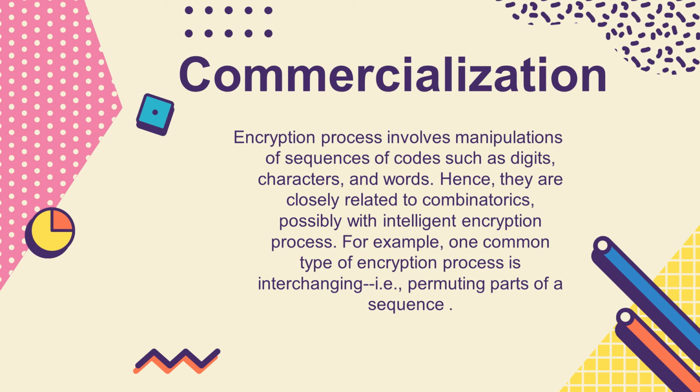Cryptography includes encryption and decryption. The encryption process involves manipulation of sequences of codes such as digits, characters, and words. Hence, they are closely related to combinatorics, possibly with intelligent encryption process. For example, one common type of encryption process is interchanging, that is, permuting parts of a sequence.